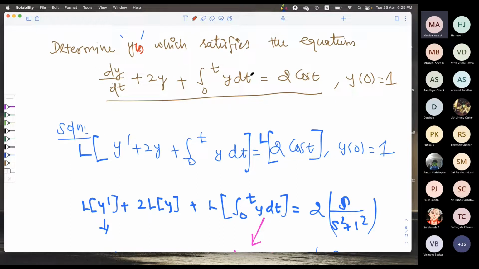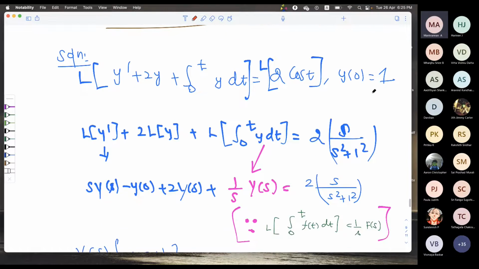This has a differential term and an integral term, both involved in my equation, and it is a non-homogeneous term. Because of this first derivative, only one initial condition is needed. Taking the Laplace transform on both sides, we know that the Laplace transform of the integral from 0 to t of f of t dt is 1 by s times f of s. So here, in the form of y, it is 1 by s times y of s for this integral term.